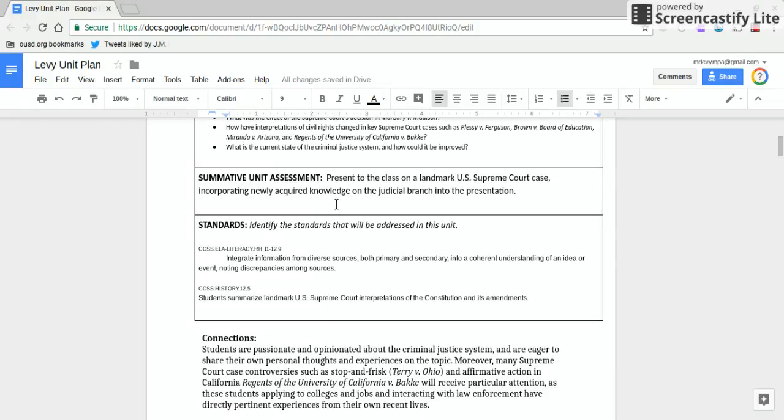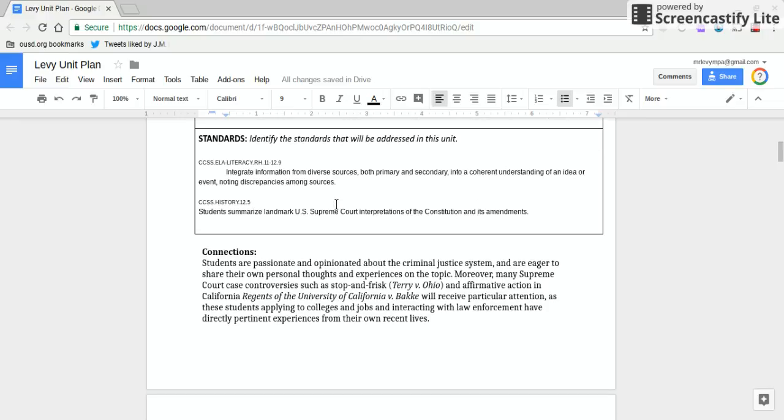So the summative unit assessment is to present to the class on a landmark U.S. Supreme Court case, incorporating newly acquired knowledge on the judicial branch into the presentation. Now, as we'll see, I scaffold that and narrow it down to about a dozen Supreme Court cases that I find to be the most significant in American history, yet also interesting, and allow students to pick, although by all means they may choose a significant court case outside of that if it is approved by me.